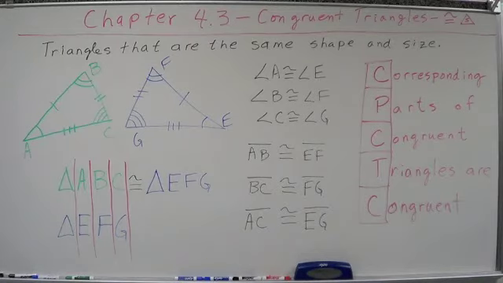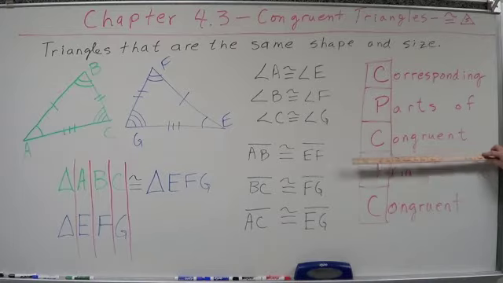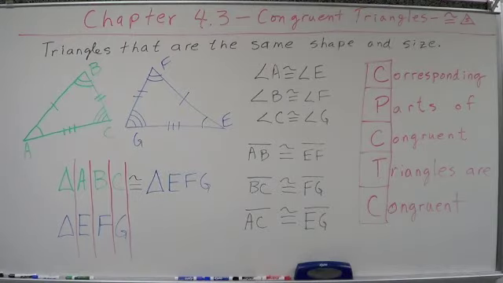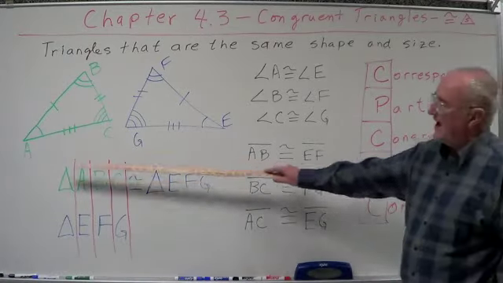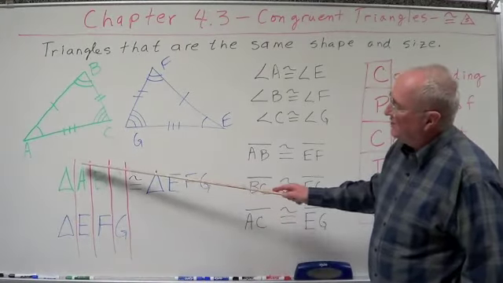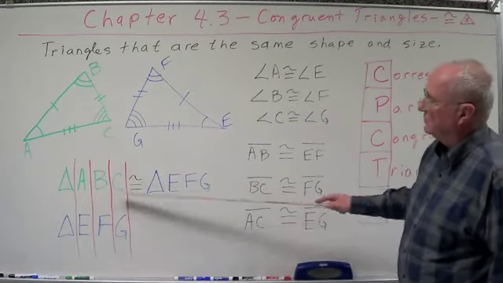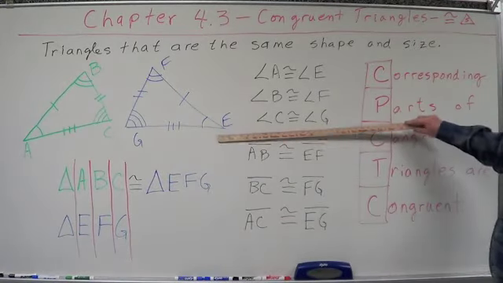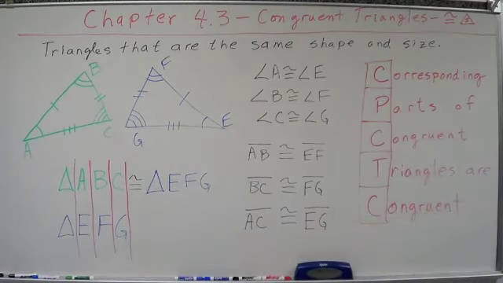CPCTC simply says the corresponding parts of congruent triangles are congruent. So you have to know what parts are corresponding. You get the wrong parts corresponding, you're going to mess this up. The best way to do this is simply stack those two triangle names on top of each other, and you know exactly what points are corresponding with what, what angles are corresponding with what, and then what segments are corresponding.